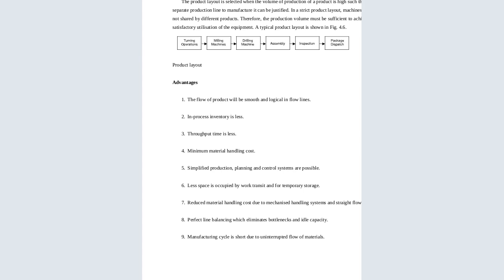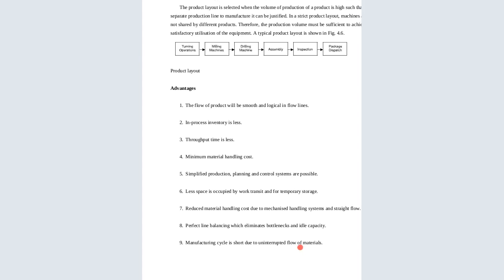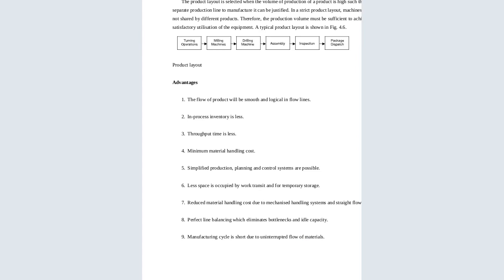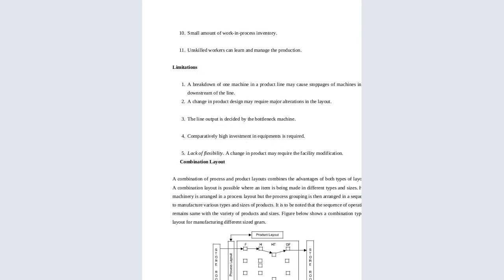Then another one is reduced material handling cost due to the mechanized handling systems and straight flow. Perfect line balancing, which eliminates bottlenecks and idle capacity. Manufacturing cycle is short due to uninterrupted flow of materials. So that is on product layout.